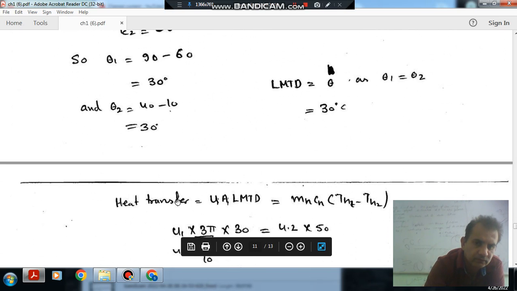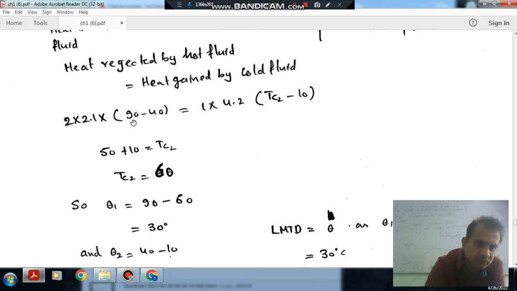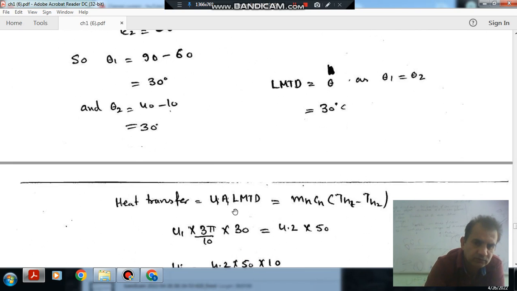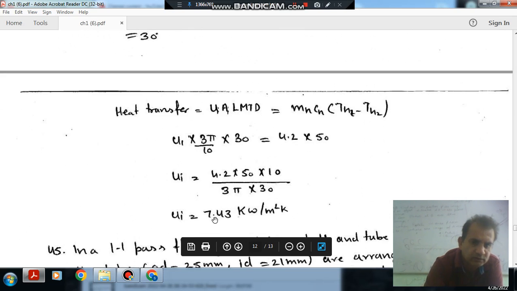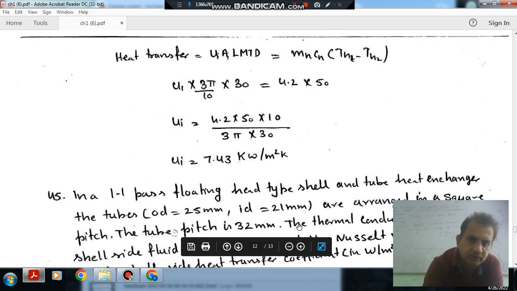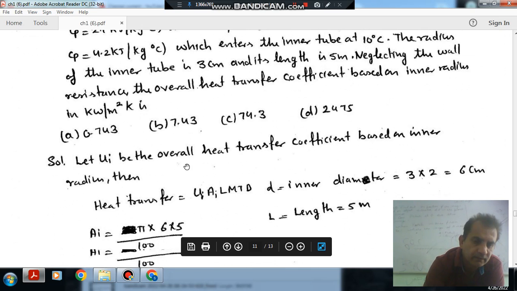Heat transfer is given as 2 into 2.1 into 90 minus 40. Equating these two and putting the values of LMTD and AI, we can find UI. So UI is 7.43 kilowatt per meter square per degree Kelvin. So the answer is option B.